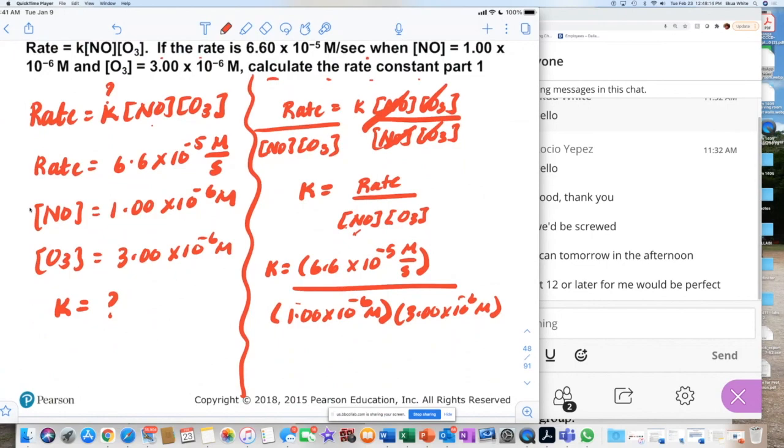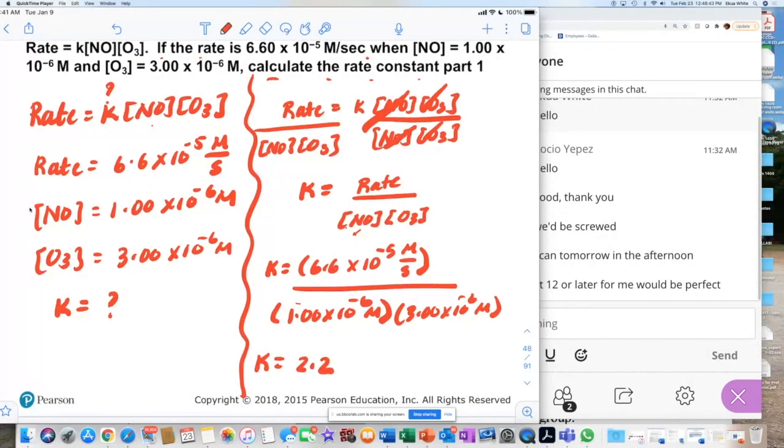6.6 exponent negative 5, close parentheses. I put the parentheses in here for y'all to see that I'm using parentheses to get my answer. Take the top number, divide by both bottom numbers: open parentheses, 1 exponent negative 6. Parentheses are very important in this pursuit. Divide by, open parentheses, 3 exponent negative 6, close parentheses.